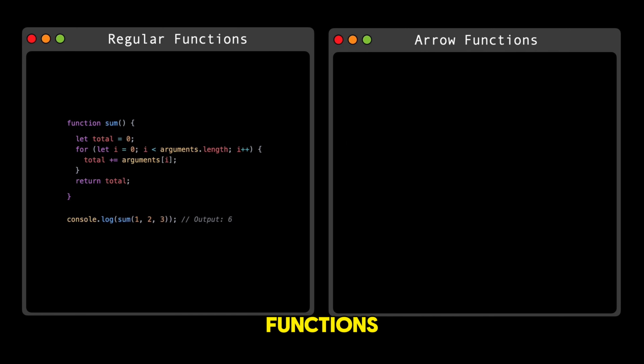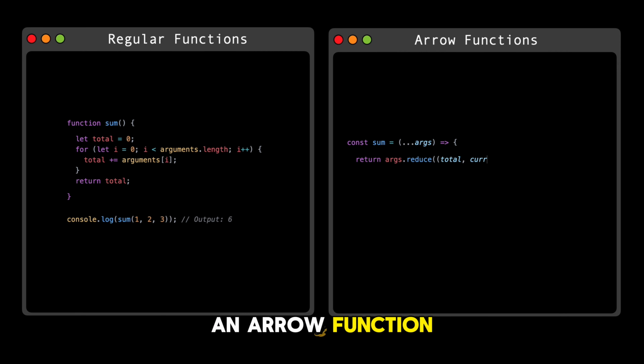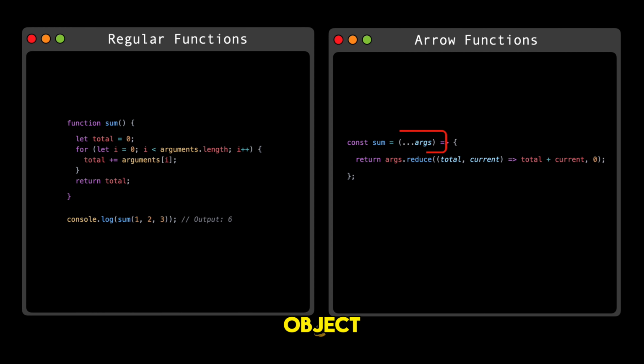Transitioning to arrow functions, let's see how they handle the same task without the arguments object. Here we have an arrow function also named sum. Instead of relying on the arguments object, we use rest parameters to gather all arguments into an array called args. The args array now contains all the arguments passed to the function. We then use the reduce method to sum up these values.